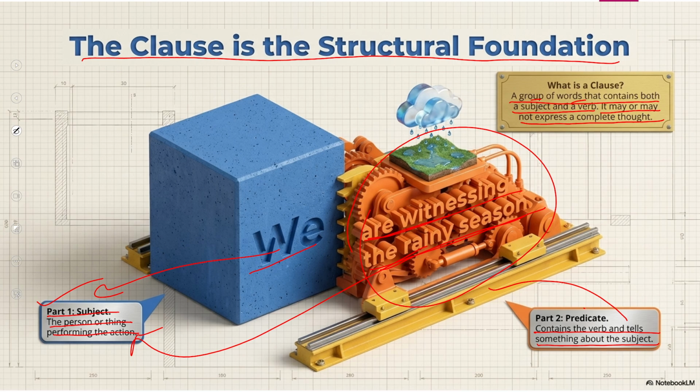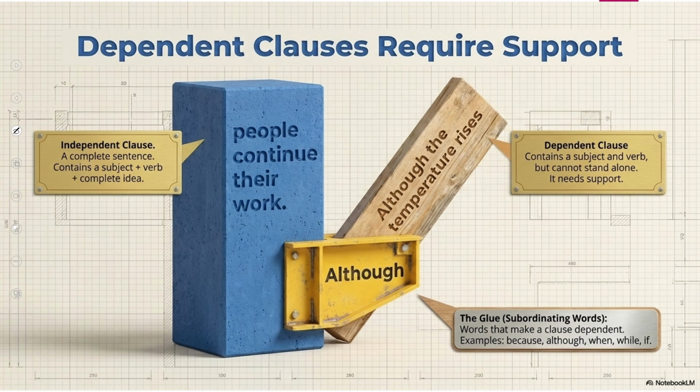Now look ahead. There are two types of clauses. One, independent clause, and the other one is dependent clause. And dependent clauses require support. Without any support, dependent clauses can't stand. Yes, look at this. Independent clause. This is the first type of clause. A complete sentence is called an independent clause. It contains a subject, a verb, plus a complete thought. This is called an independent clause.